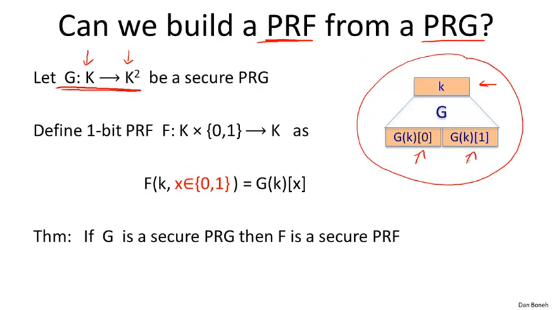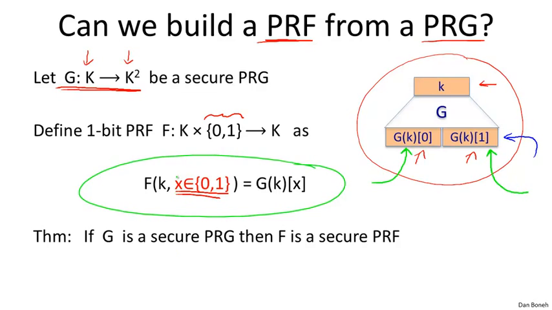And now what does it mean for this PRG to be secure? Recall, this means that essentially the output is indistinguishable from a random element inside of K squared. Now it turns out it's very easy to define what's called a 1-bit PRF from this PRG. So what's a 1-bit PRF? It's a PRF whose domain is only 1 bit. The way we'll do it is we'll say if the input bit x is 0, output the left output, and if the input bit x is 1, output the right output of the PRG. In symbols we have what we wrote here.